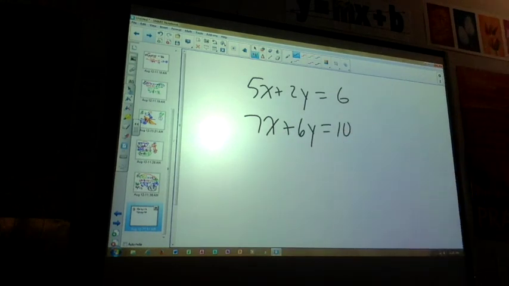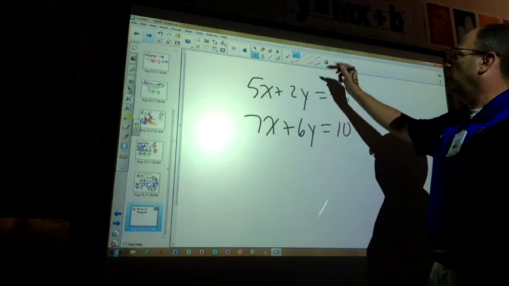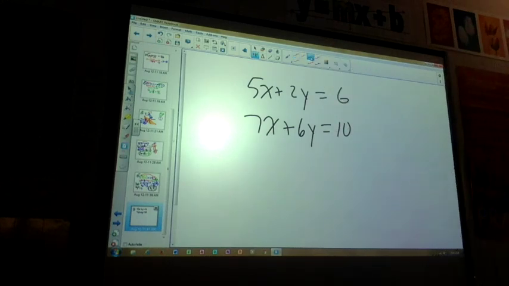Okay? I can't get a letter by itself real easily. I mean, on the top equation, if I wanted to get y by itself, I'd have to subtract 5x and then divide everything by 2. Agreed? That's ugly. It's not pretty. So then the elimination method, or sometimes called the addition method, or the algebraic method. I don't know why they say, oh, it's the algebraic method. Well, we're doing algebra. Everything's algebraic.